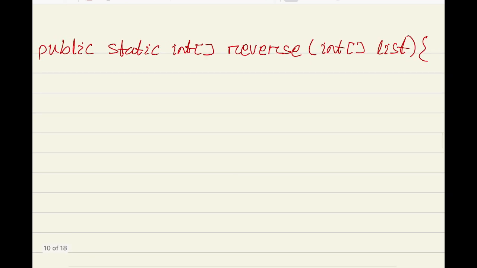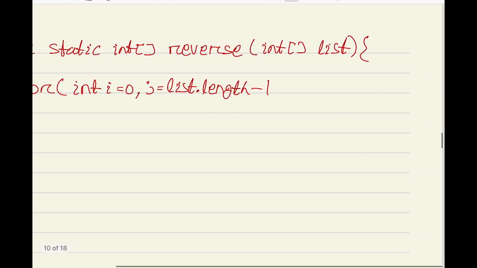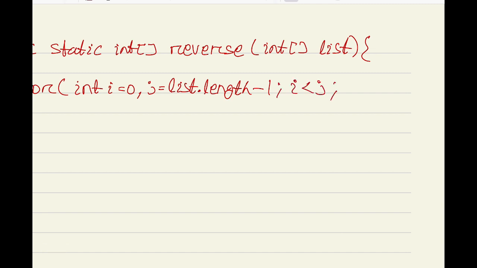Public static int[]. So this method is going to return one integer array, and assume the name of the method is reverse, and it takes one integer array as a parameter, named list. Here we can reverse the array elements. So we write the program to reverse the elements: for int i = 0, comma j = list.length - 1. Here list is the name of the array. Then the condition is i < j, then i++, j--.